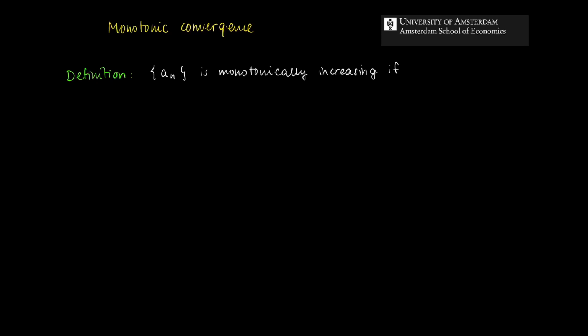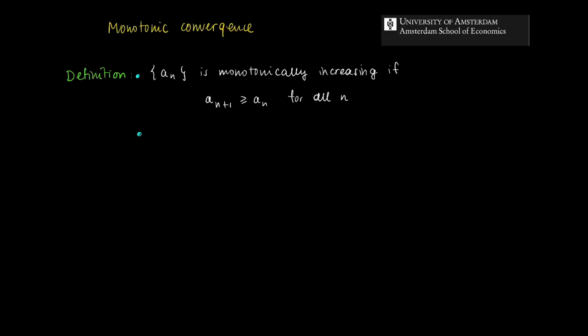So if we have a_{n+1}, which has a larger index than a_n, then a_{n+1} should also be larger or equal than a_n. In that case, we call the sequence monotonically increasing if this also holds for all indices n.